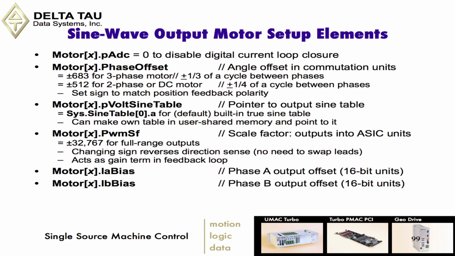In this case, changing the sign would reverse the direction sense of the motor in sinusoidal commutation, so reversing the motor direction sense for a particular command output can all be done in software. And then if we have any biases on the outputs, we have an IA bias and an IB bias. That's the phase A output offset and the phase B output offset.